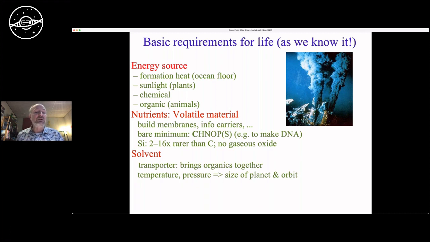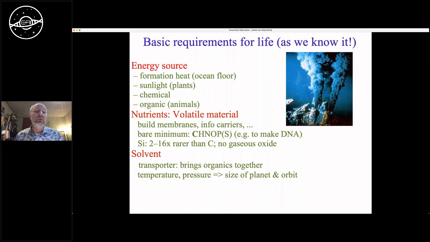The third thing, and most critically, is that what you need for life is a solvent, a liquid that acts as a transporter to bring organic molecules together. And this is really a constraint on planets, because many materials can be in liquid form, but you need to have the right temperature and pressure. And this sets constraints on both the size of the planet and also on its orbit.